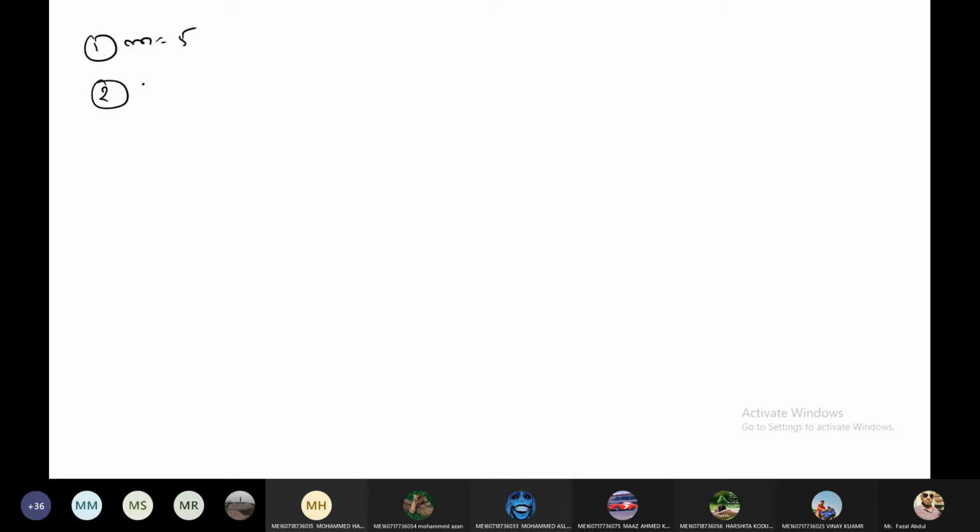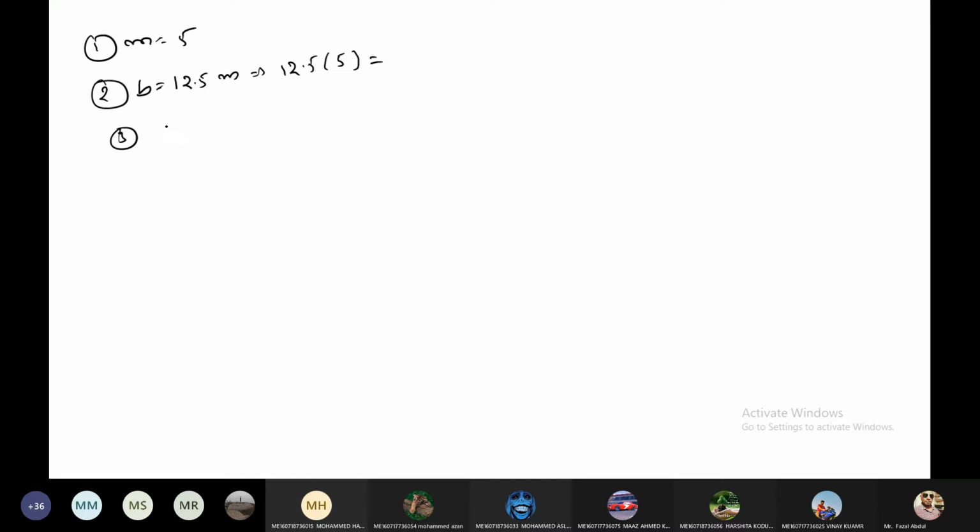Now what is the second question? Face width is equal to how much? So face width we consider as 12.5 module. So that is 12.5 into 5. Now this is the face width.